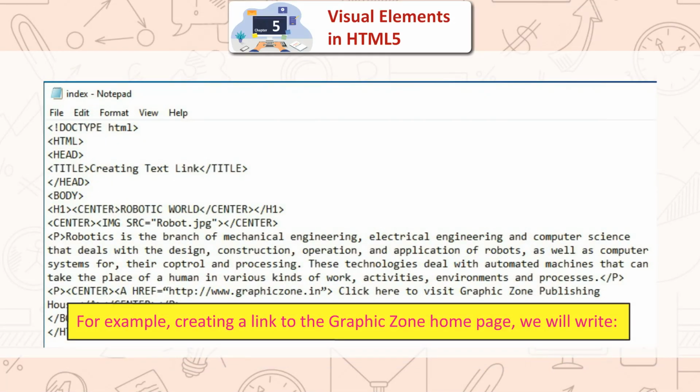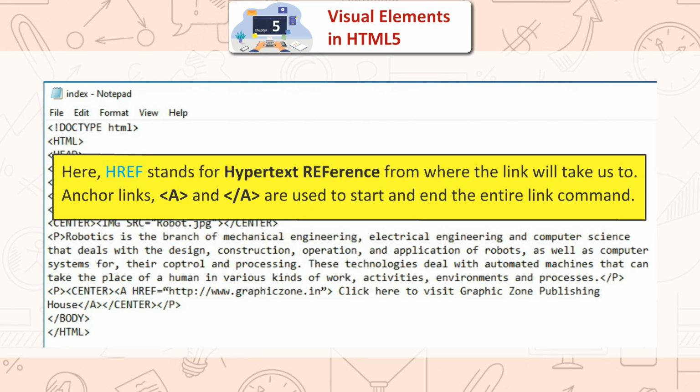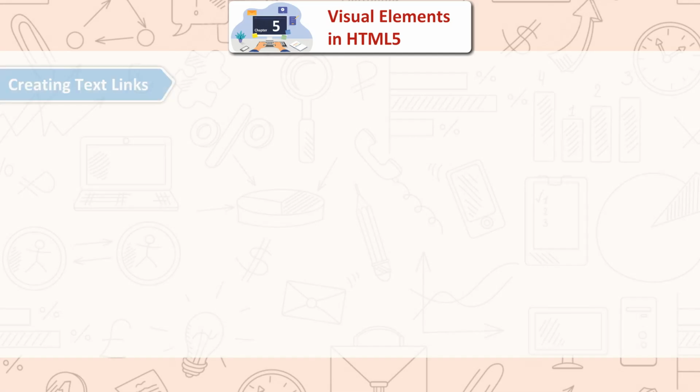For example, creating a link to the GraphicsZone homepage, we will write a href is equal to http://www.graphiczone.in, click here to visit GraphicsZone homepage /a. Here, href stands for Hypertext Reference, where the link will take us to. Anchor tags, A and /a, are used to start and end the entire link command.